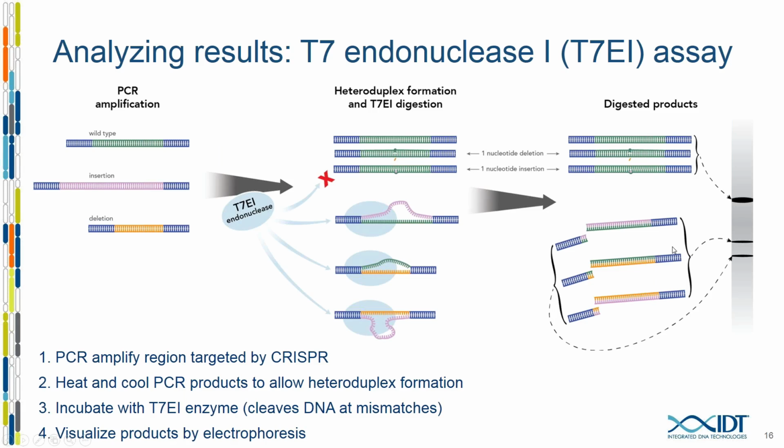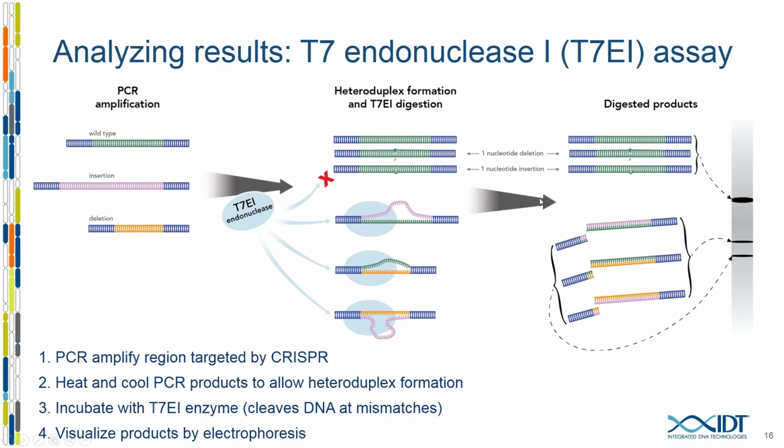It doesn't require a lot of extra steps other than PCR and the digestion with the T7 endonuclease 1. And it's something that can really be done in high throughput. So we use this routinely to have very fast results to confirm CRISPR editing has occurred.